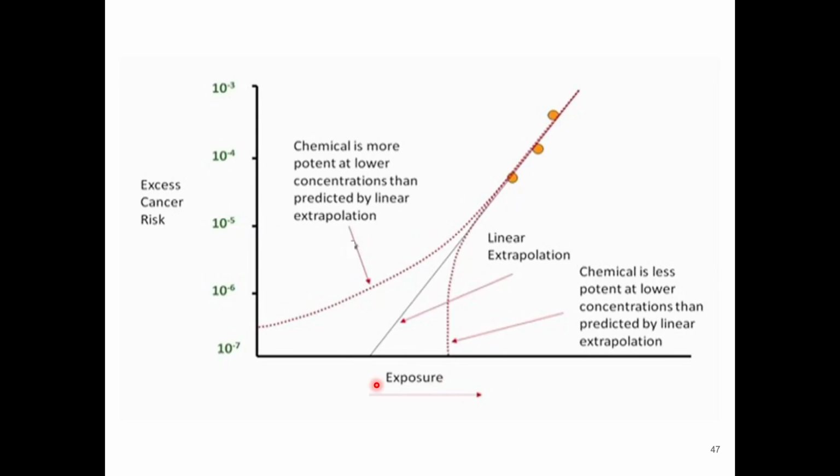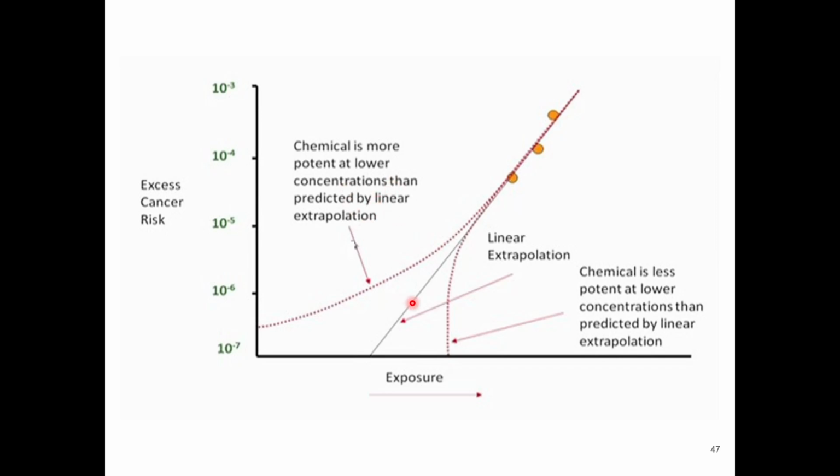So this is an example. For example, it is a plot between excess cancer risk and exposure. If we see here, this is the linear extrapolation. So this is the ideal plot. But if you see the realistic plot, it can go both ways. It can curve out and also curve in. So in this case, the chemical is more potent at lower concentrations than predicted by linear extrapolation. So even at lower exposure, it will have an excess cancer risk. So the chemical is more potent at lower concentrations.